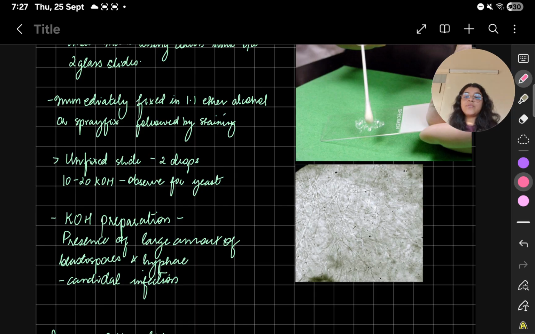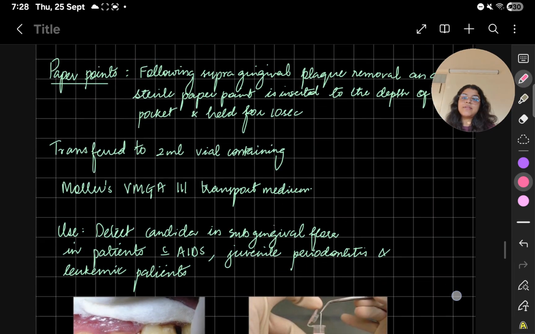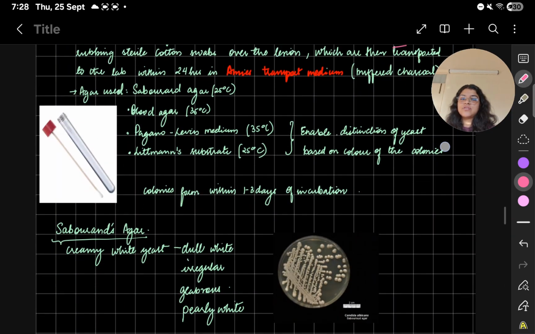An unfixed slide gets 2 drops of 10 to 20% KOH, potassium hydroxide, to look for yeast. In the KOH preparation, presence of a large amount of blastospores and hyphae indicates Candida infection. You can see this in the KOH preparation. But you don't know what kind of yeast it is. You know that it's yeast, but you don't know what kind it is. So you will have to run some biochemical tests if you are following the smear method.